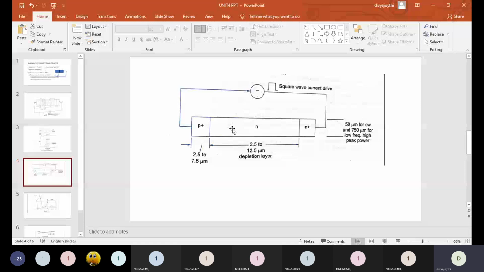Guys, are you clear with the operation of the TRAPATT diode? Did you understand the operation of TRAPATT?